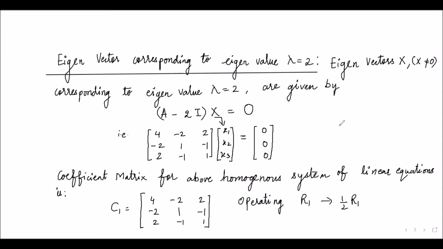We know that a homogeneous system of linear equations always has a trivial solution, but we are not interested here in that trivial solution. We are interested here in a non-zero solution. Now, let us solve this homogeneous system of linear equations so that we can find out this eigenvector x. So we are considering here the coefficient matrix corresponding to this system. This is C1, the notation for the coefficient matrix. The coefficient matrix is: first row 4, -2, 2; second row -2, 1, -1; and third row 2, -1, 1.